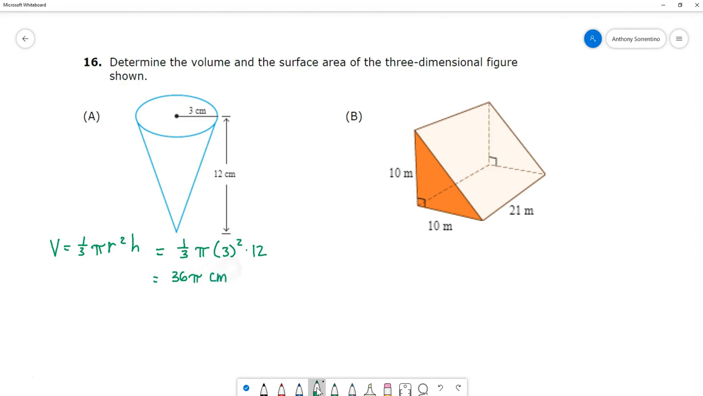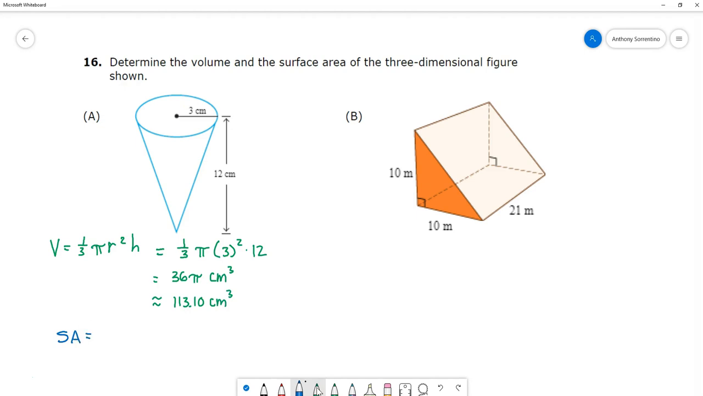cubic centimeters, which sometimes they'll ask you to leave it in terms of pi if you ever see that on some of your My Math Lab questions. If you approximate that, it is about 113.10 cubic centimeters.